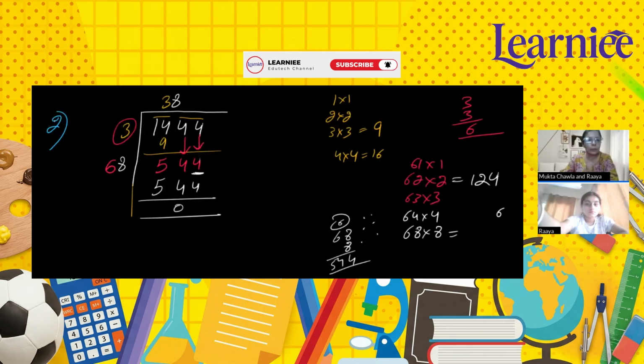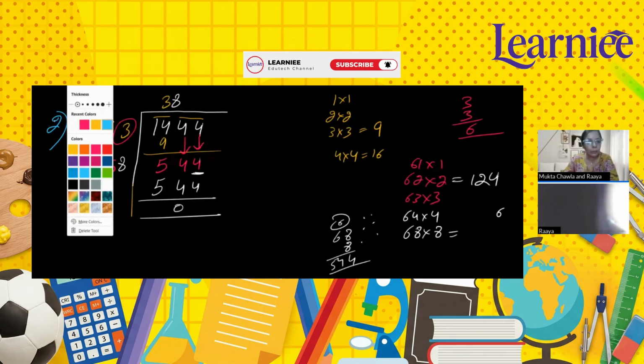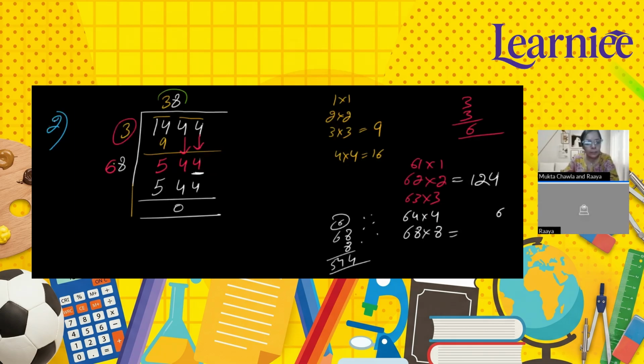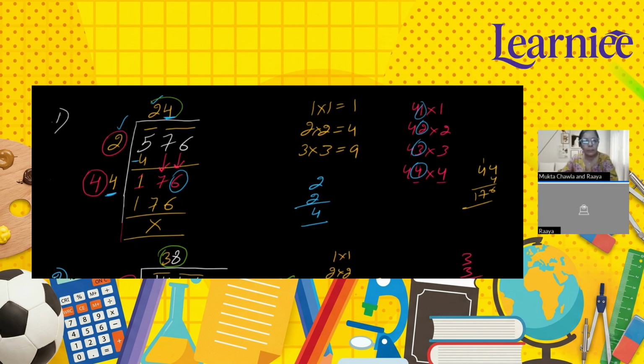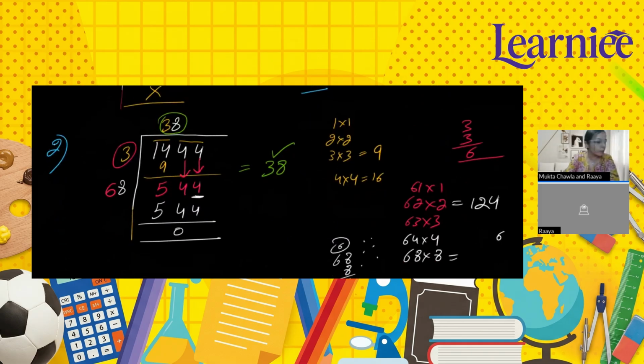So what is the square root of 1444? Whatever value you get in the quotient is your answer. It is 38. And in the previous one, what was the square root of 576? That was 24. 24 was the answer, and here 38 is the answer. Got it? 38.